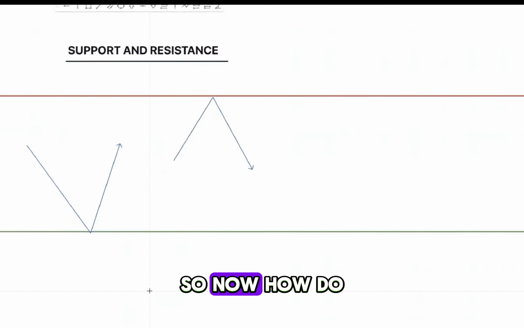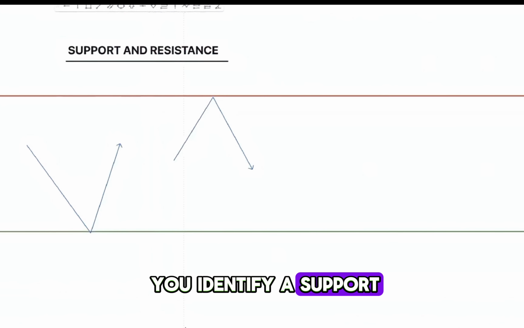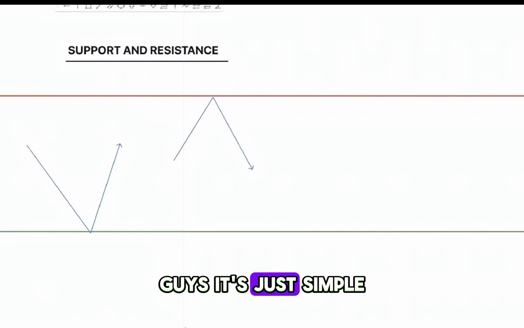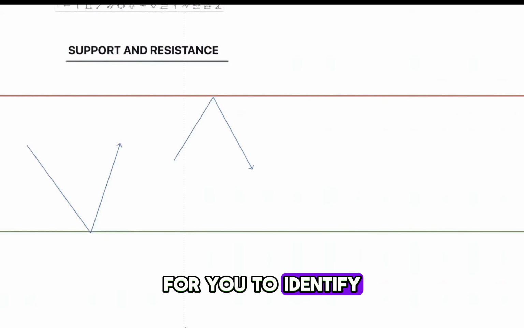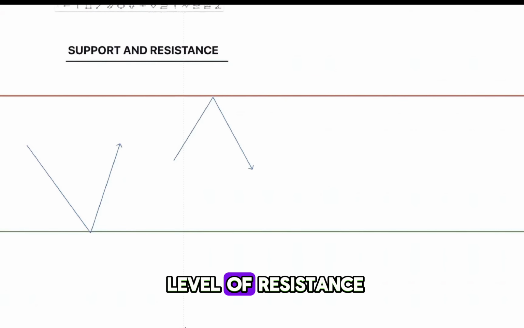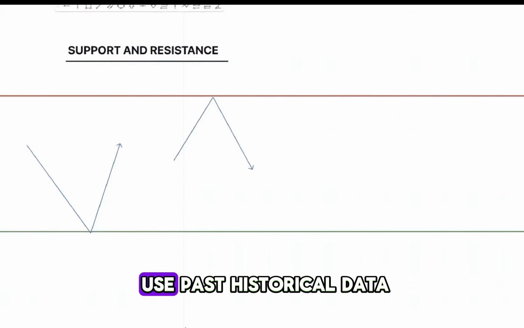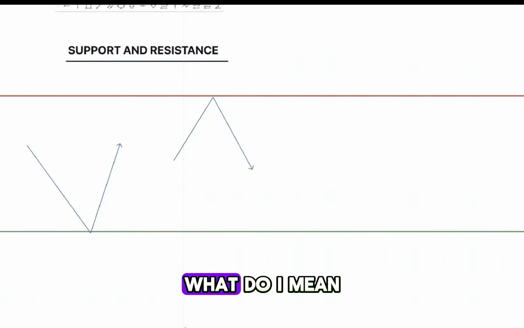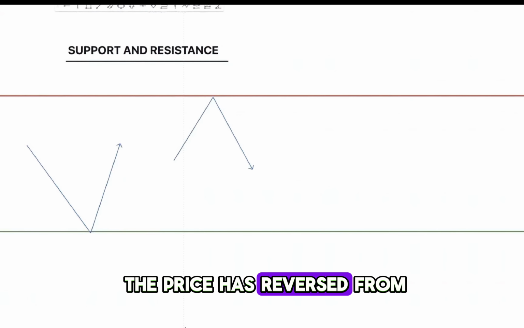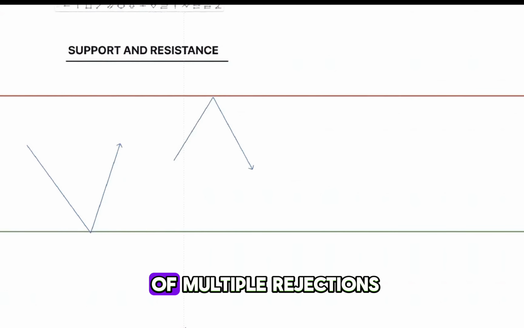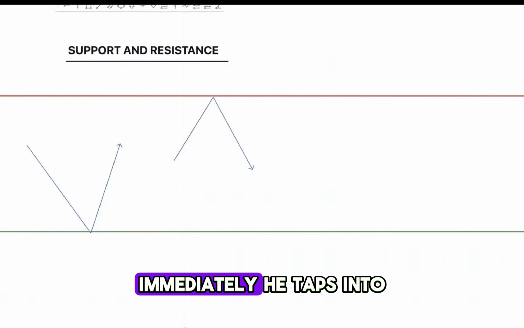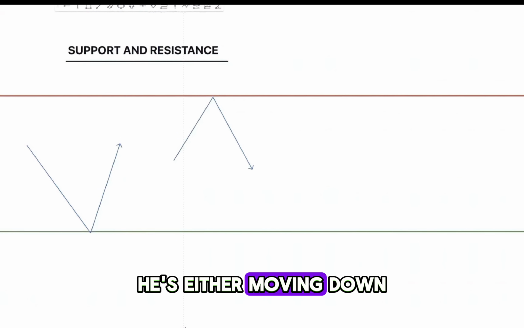So now how do you identify a support and resistance? Guys, it's just simple. For you to identify a key level of support and a key level of resistance, you must try to use past historical data. What do I mean by this? You must check where the areas are that price has reversed from. Where are the areas of multiple rejections? Where are the areas that price has shown that immediately it taps into the zone, it started moving down or it started moving up?